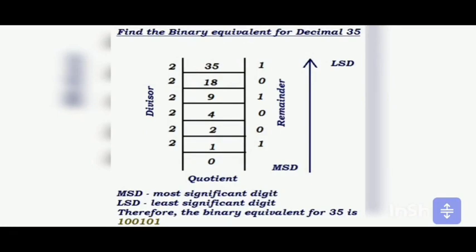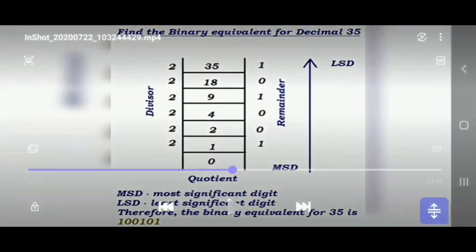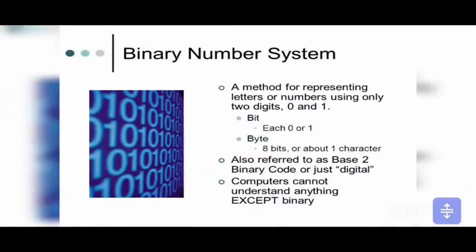Next is the binary number system. In the binary number system, we will learn how the computer works on discrete numbers, that is, on and off. It is a method for representing letters or numbers using only 2 digits, that is 0 and 1.